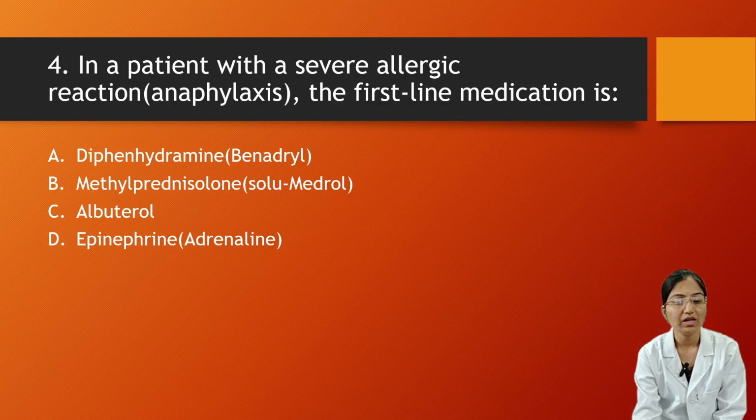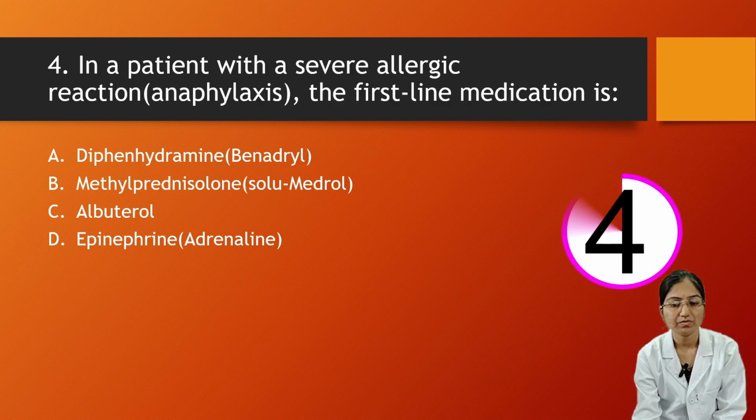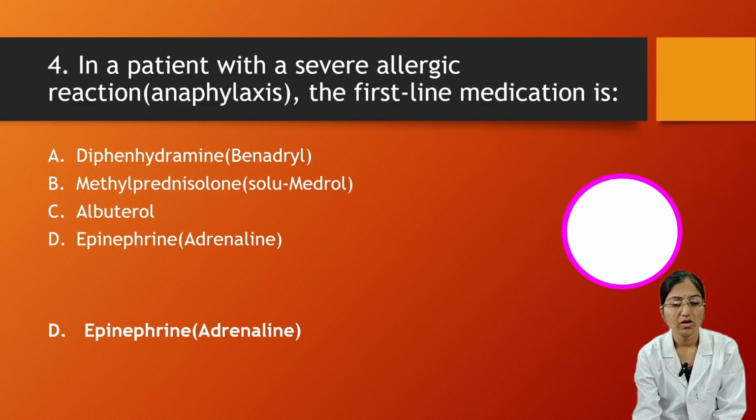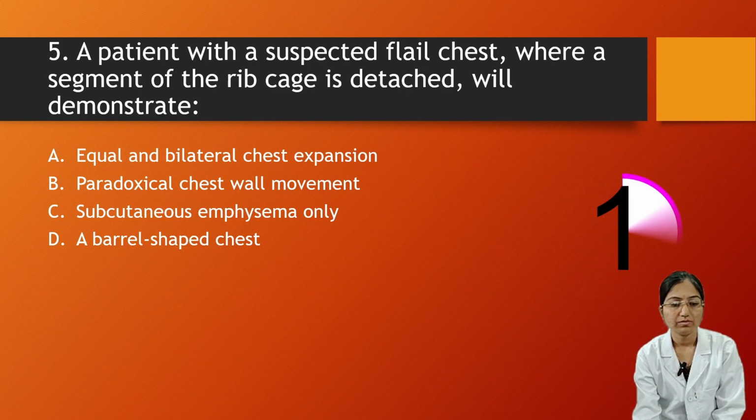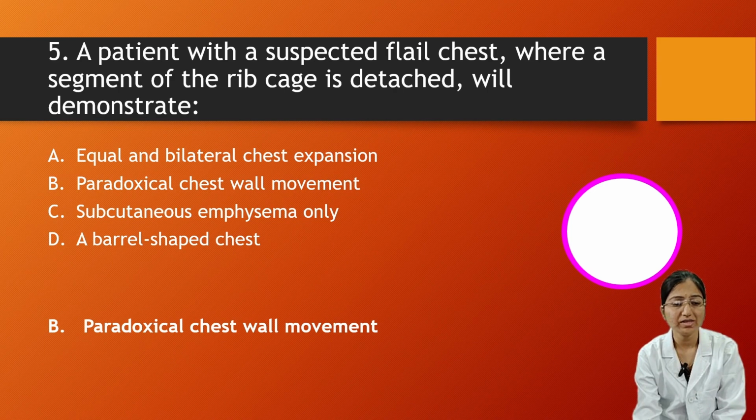Next question. In a patient with a severe allergic reaction, there is anaphylaxis. The first line medication is... The right option is D, that is epinephrine, adrenaline. Next question. A patient with a suspected flail chest, where a segment of the rib cage is detached, will demonstrate... The right option is B, that is paradoxical chest wall movement.